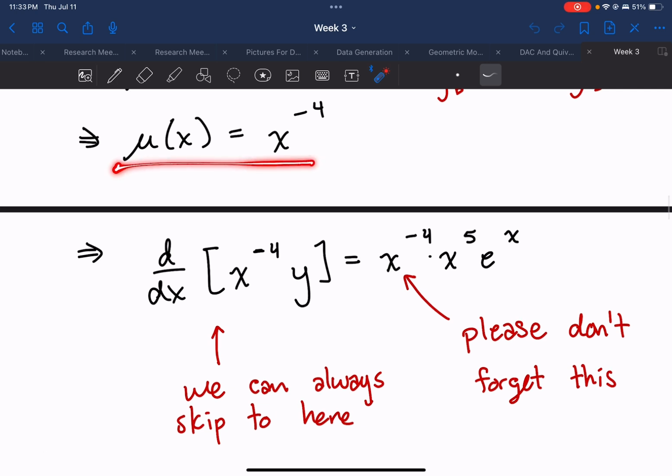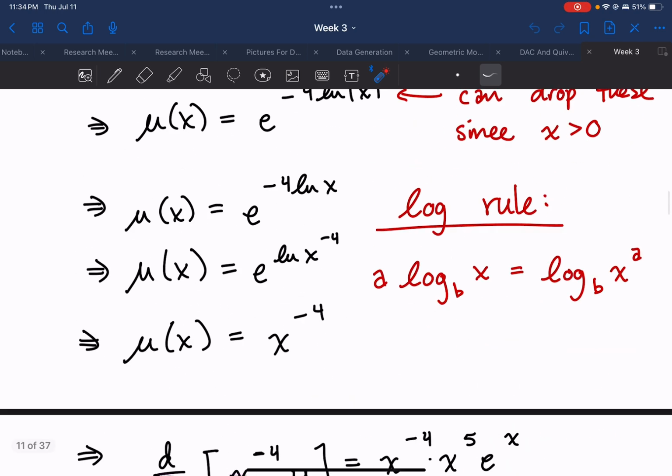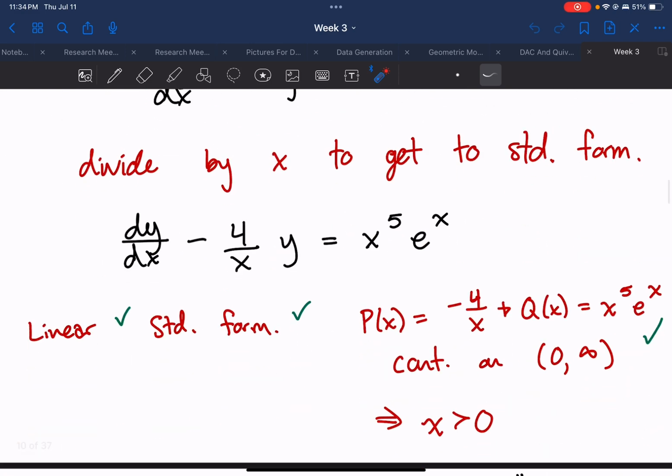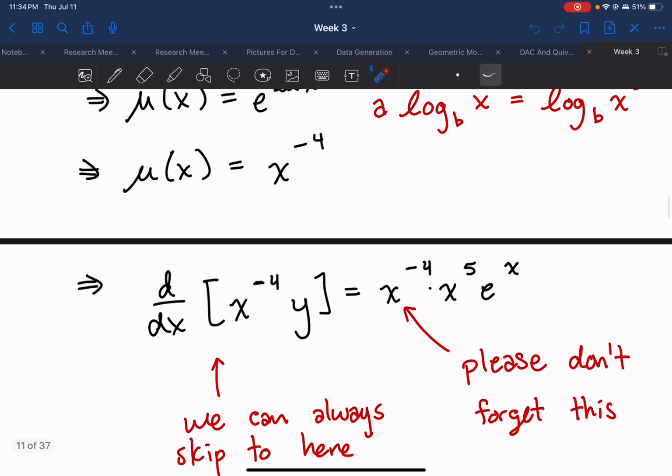Now that I have my integrating factor, I can cut to this point. Integrating factor times y, all taking the derivative of it, is equal to integrating factor, this is mu, times q, this is q of x from earlier. If I look up here, right here, this is q of x. Do not forget, when you jump to this step, to add mu on the right-hand side.